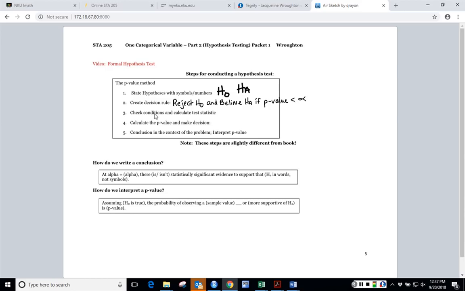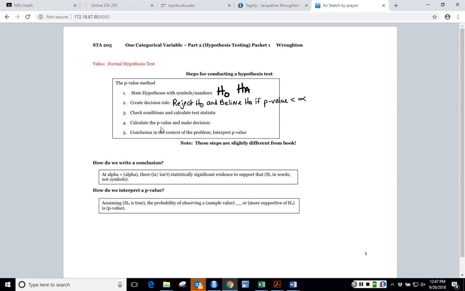Step 3 will be checking our conditions and calculating our test statistic. Now conditions will be on your formula sheet. The test statistic formula will also be on there. So basically step 3 will be on the formula sheet for us. Step 4 will be to calculate our p-value, or calculate that probability, and then make our decision.